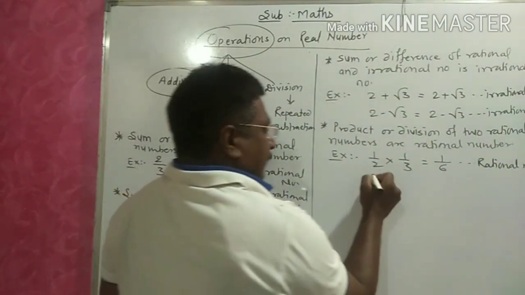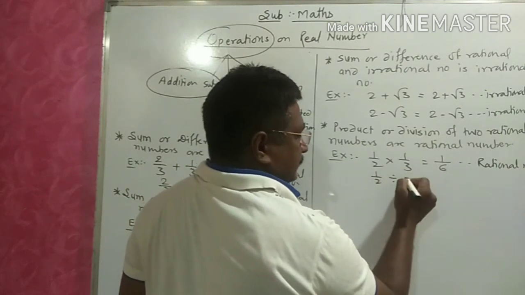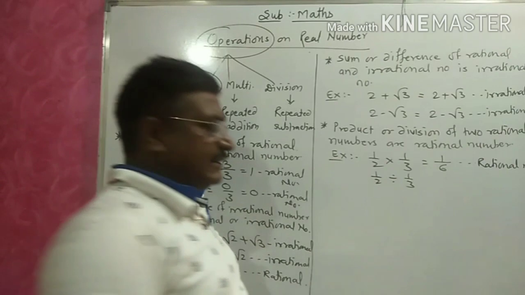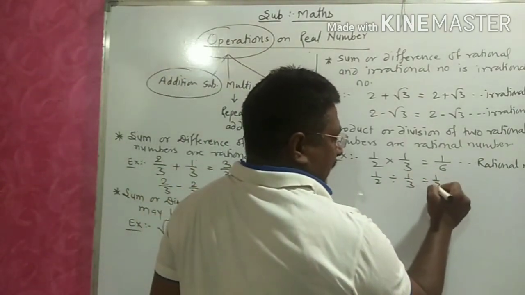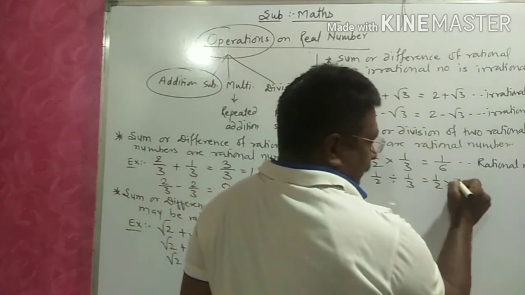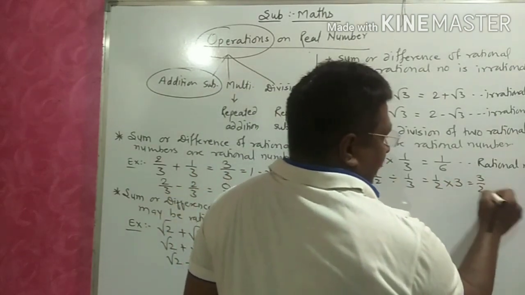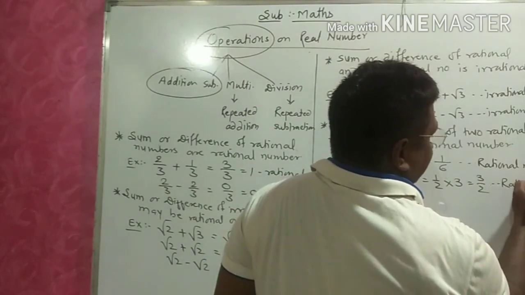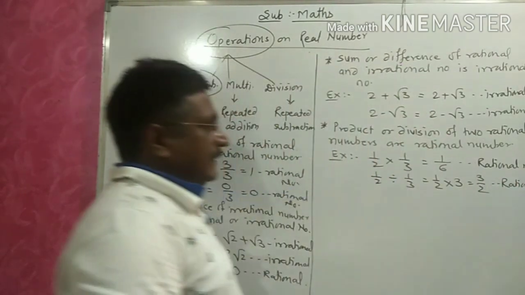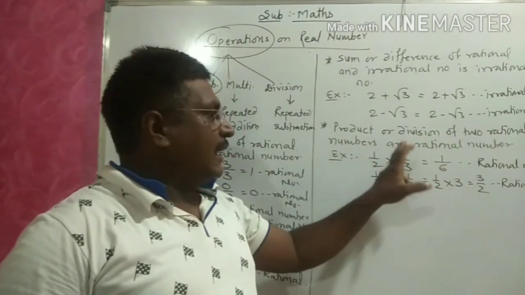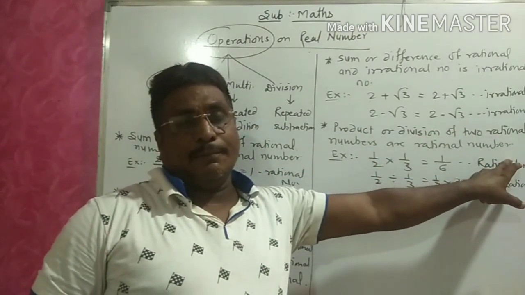Understood? One example for division. 1 by 2 divided by 1 by 3. What will we get? 1 by 2 into the reciprocal of 1 by 3. So we get 3 by 2, which is also a rational number. So the product or division of two rational numbers is a rational number.